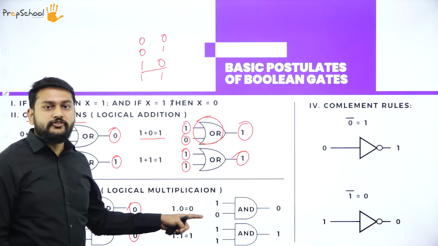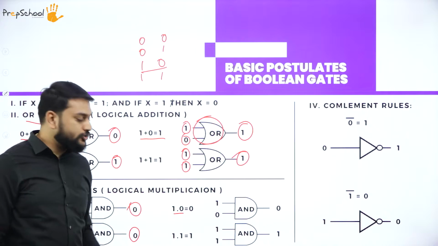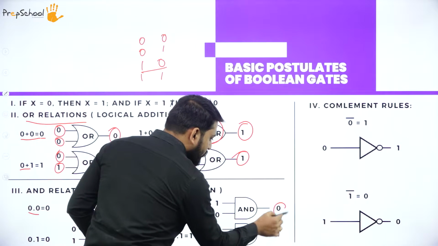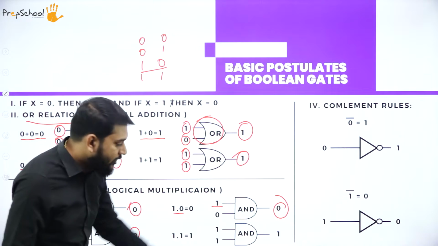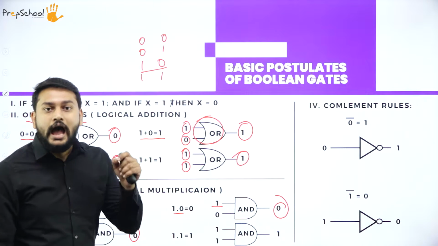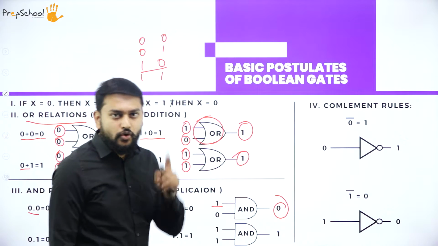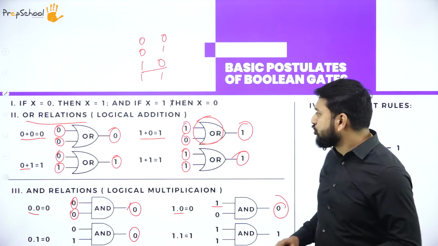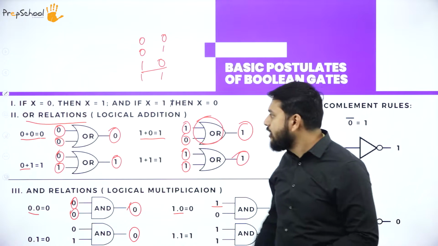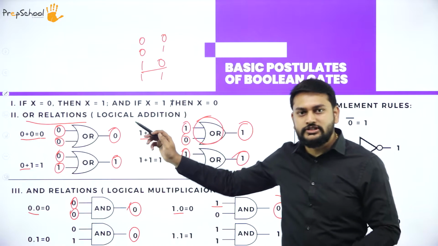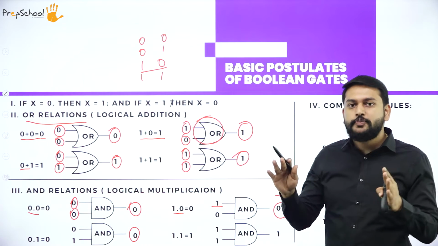What is the third combination of input that I have? I have 1 into 0. So obviously my output will be 0. My input is 1 and 0, and my output will be 0. That's what you need to remember. And the last one for the AND relation is 1 into 1. It will give you 1. So this is how you should understand and remember the second postulate and the third postulate. Whenever I say OR relation in the postulates, you should be able to write the second postulate with respect to the OR relation.